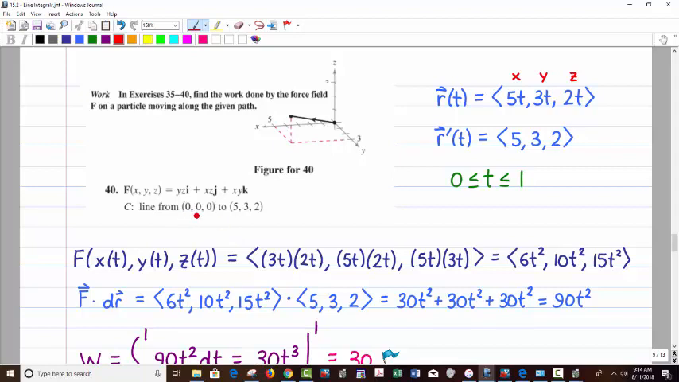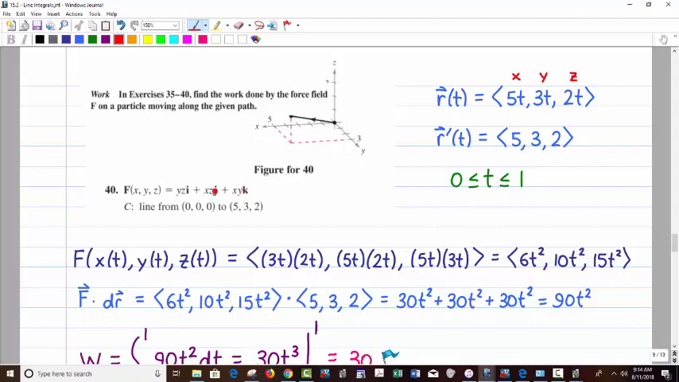So starting from 0, 0, 0 just means there's no numbers there with it. In other words, 0 plus 5t is just 5t. 0 plus 3t is 3t. 0 plus 2t is just 2t. Earlier on when we did them, we'd have like maybe 1 plus 5t or 3 minus 3t. But since we're starting at 0, 0, 0, we don't have that. Of course, t will start at 0. That's easy enough to see, to make it 0, 0, 0. And also t would be 1 to get you to the 5, 3, 2. So it's going to pretty much go from 0 to 1 as your integral.